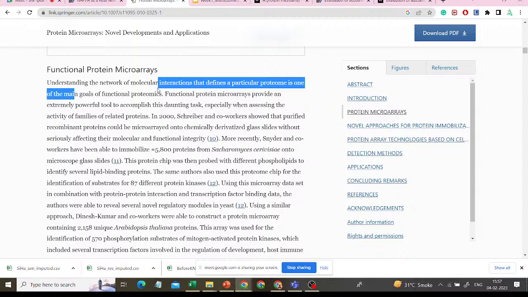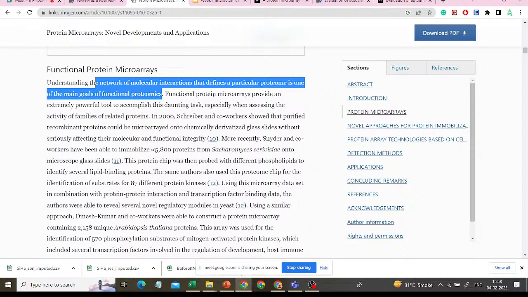If you want to understand the network of your molecular interactions, or you want to perform a diagnostic test, a diagnostic potential, that helps you in diagnosis of a particular disease, it will depend on that. So here you can see that the network of your molecular interactions defines a particular proteome. This will help in strengthening the functional proteomics part.